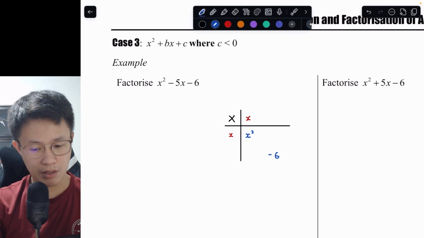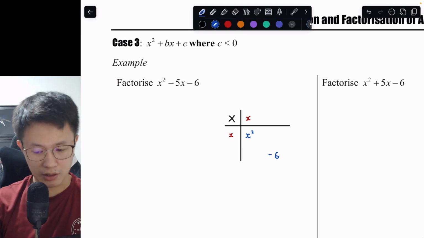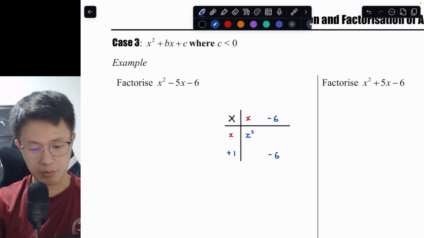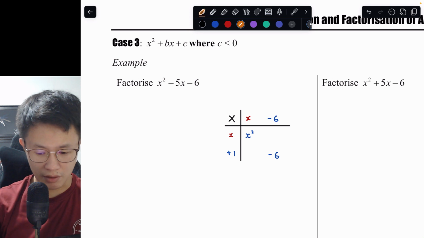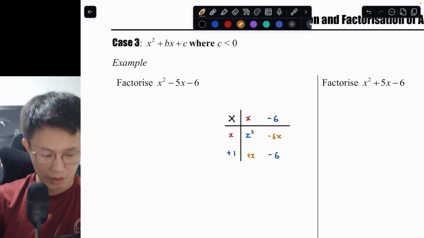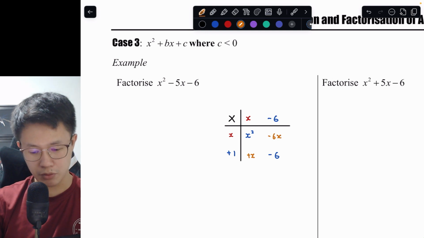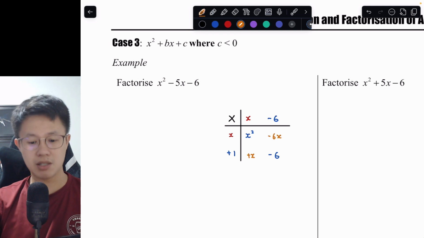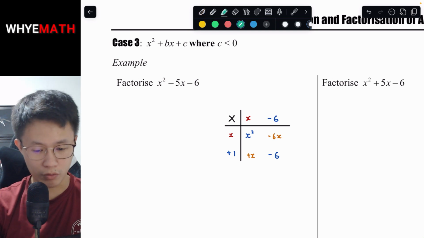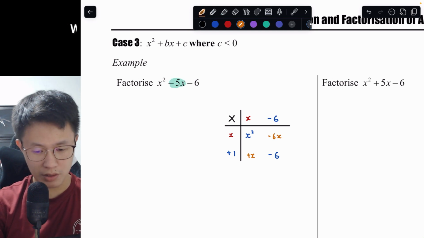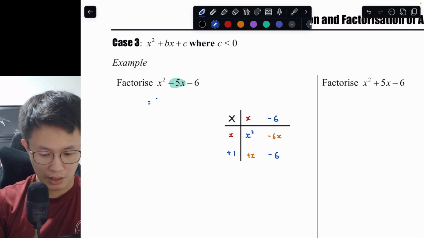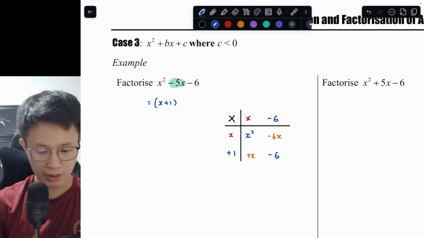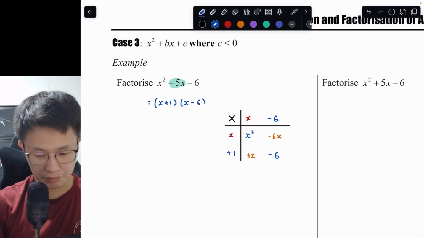In this case, if I want to get a negative 5, I want to be able to have a negative 6 and a positive 1. So from here, I would have a positive x and a negative 6x. If you look carefully, that positive x plus a negative 6x gives me a negative 5x, which is what we want. So the answer is as simple as x plus 1 times x minus 6.